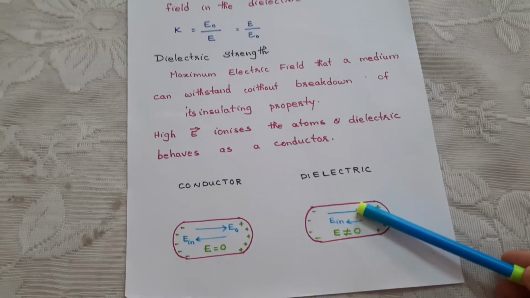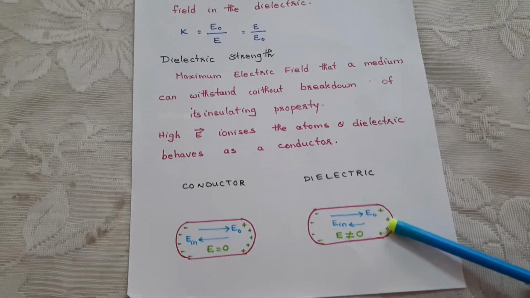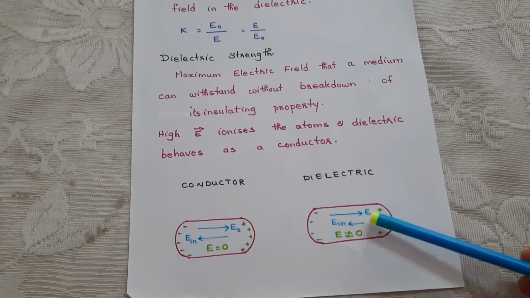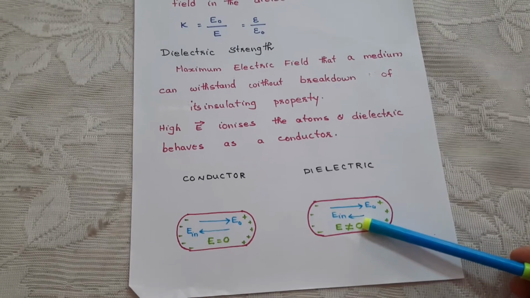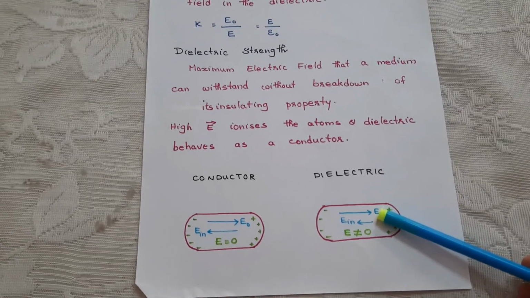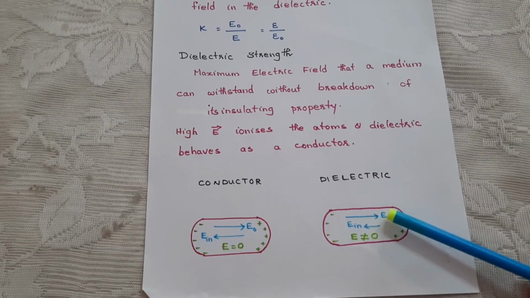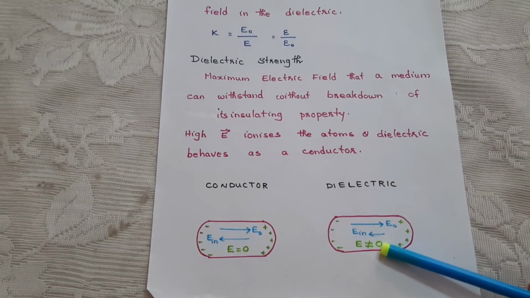In the case of dielectric, due to polarization, the surface charge densities are developed on both surfaces and it produces an electric field which is opposite to the external field. But it is less in magnitude, so the resultant field is non-zero in the case of dielectric.